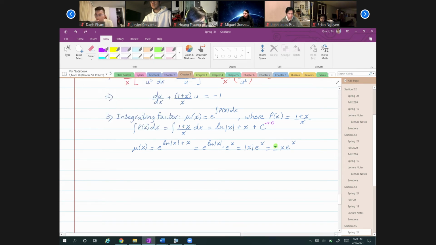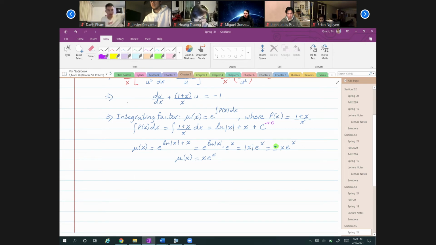Are all of you following that? We are just trying to find an integrating factor. There are two choices here. We just pick the simpler one, which is the positive one. So mu of x is equal to x e to the x. Now we solve the equation using it.